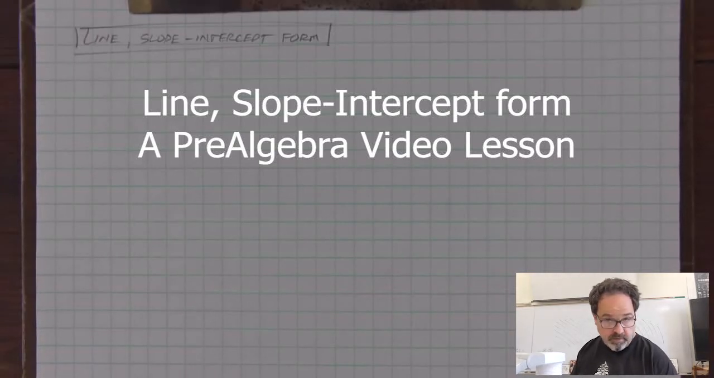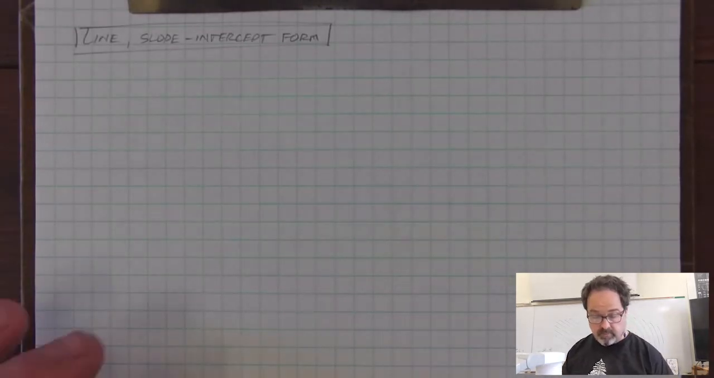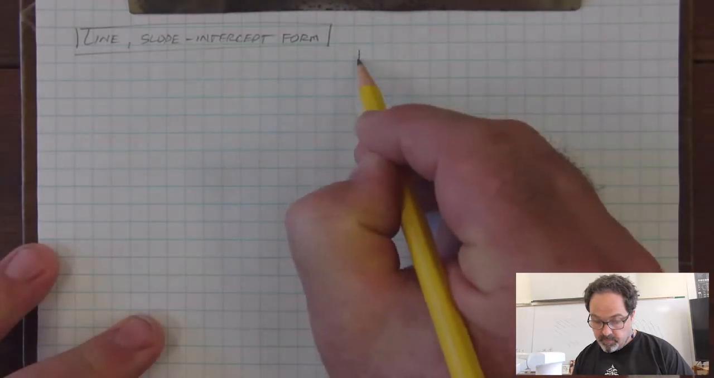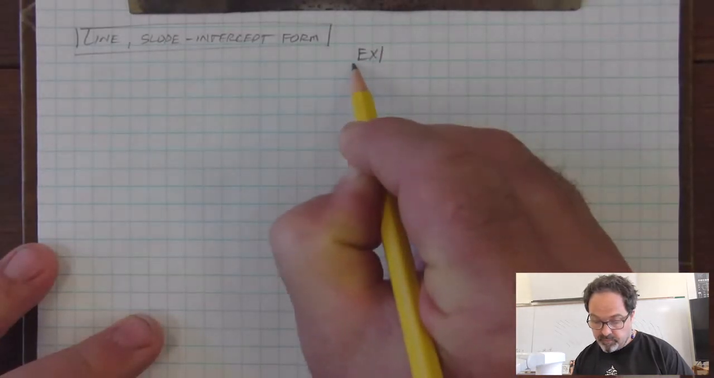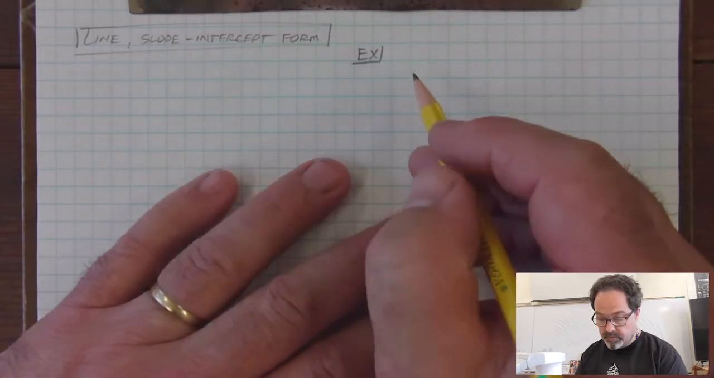VLSos here. This is a video lesson, slope-intercept form. Slope-intercept form is a form of equation for lines. We're going to start with an example before we talk about what we mean by slope and intercept.